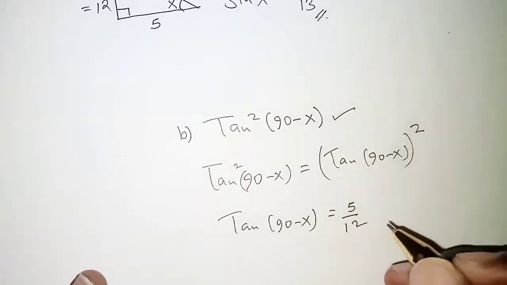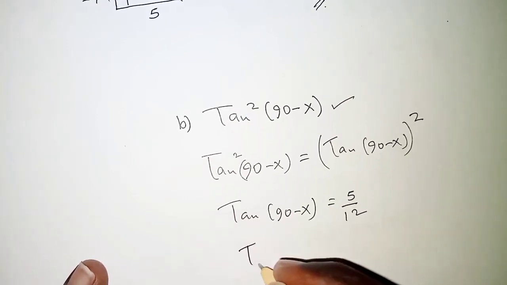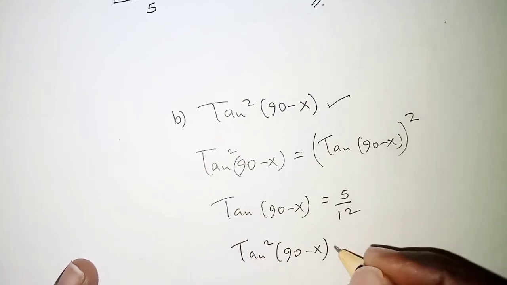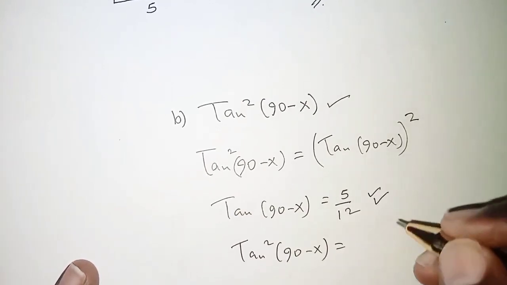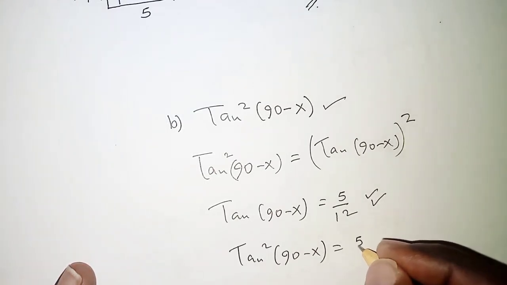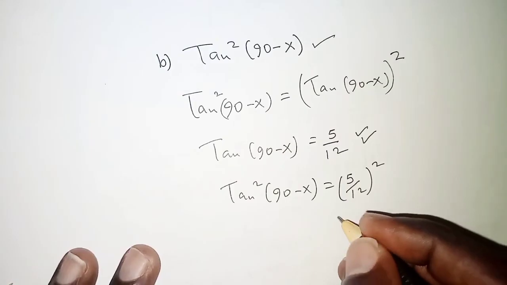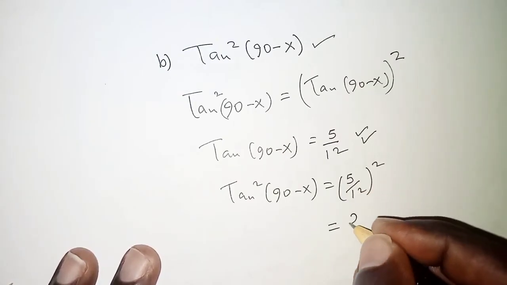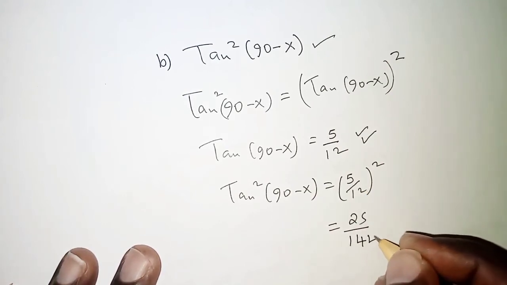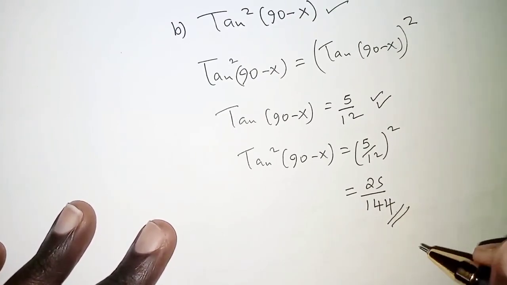adjacent is 12. But remember, we are asked to get the tangent square, so we have tangent squared of 90 minus x simply means we square tan 90 minus x, which you already have as 5 over 12. So we'll have 5 over 12 squared. And our result finally becomes 5 squared is 25 and 12 squared is 144. So that finally gives us the required result.